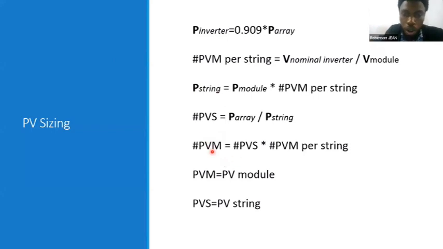And the number of photovoltaic modules is the number of photovoltaic strings multiplied by the number of photovoltaic modules per string. It is a way to find the number of photovoltaic modules. And as terminology, PVM is a PV module, photovoltaic module. PVS is a PV string, that is photovoltaic string. So this is the way to do the PV sizing. So it is very easy when we master this information.